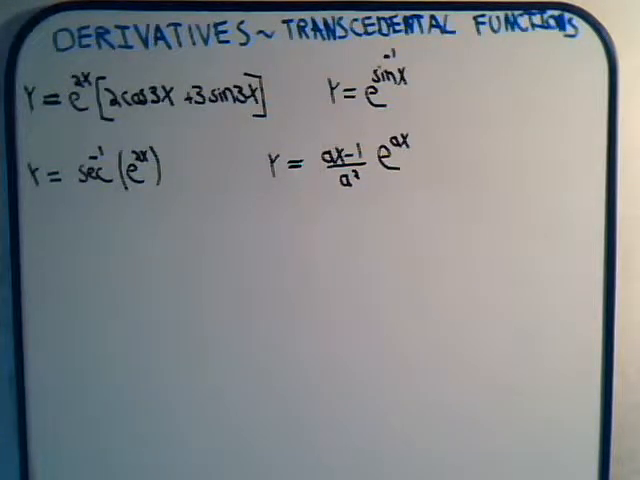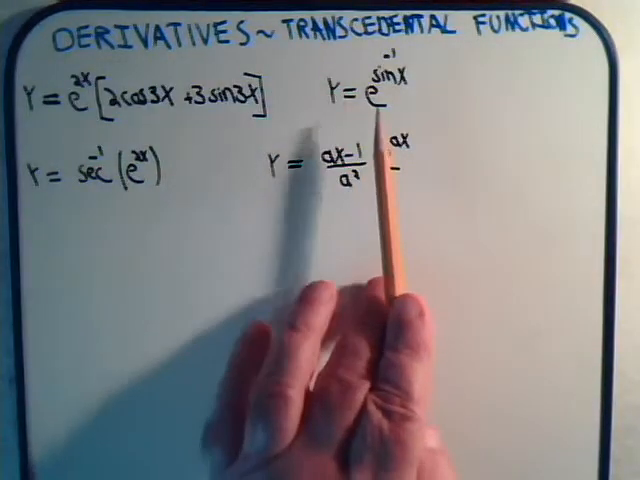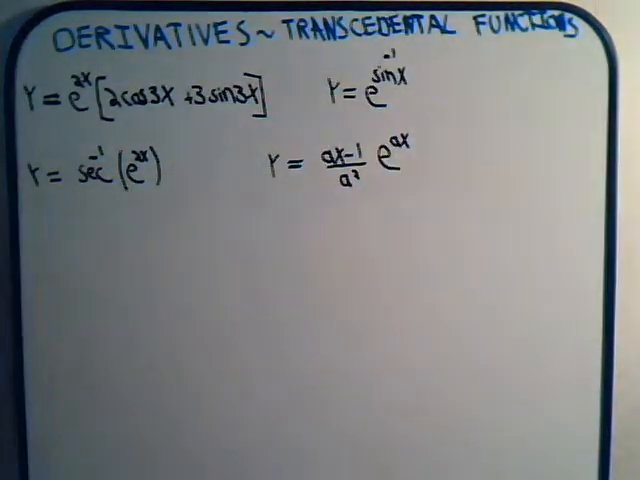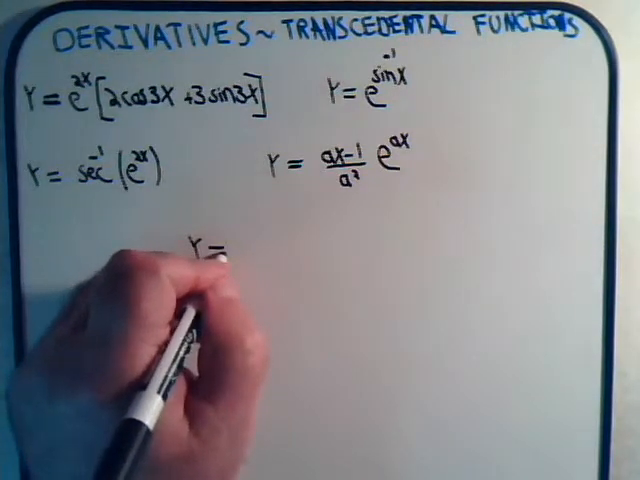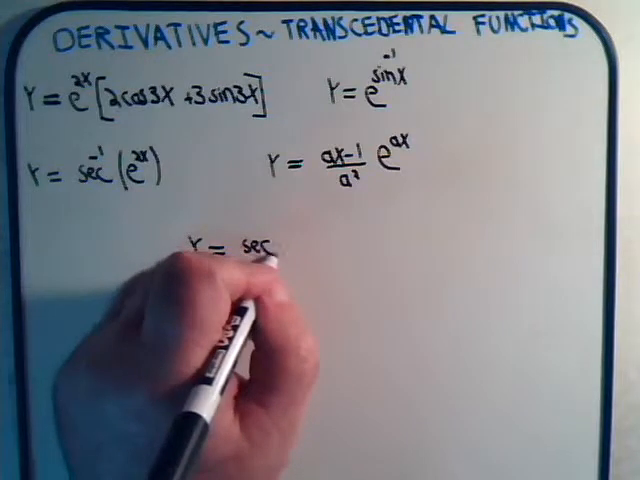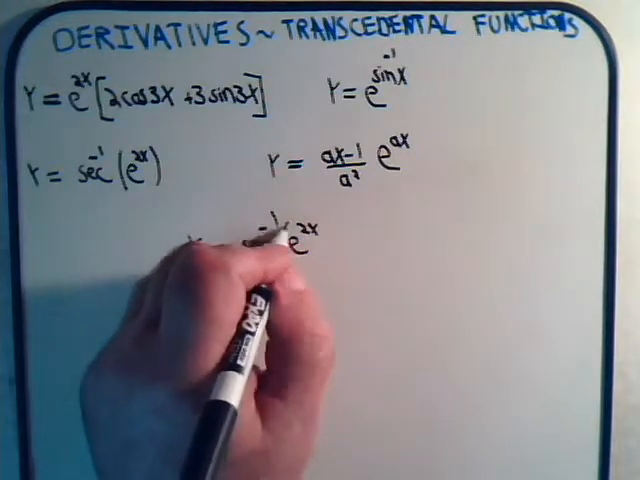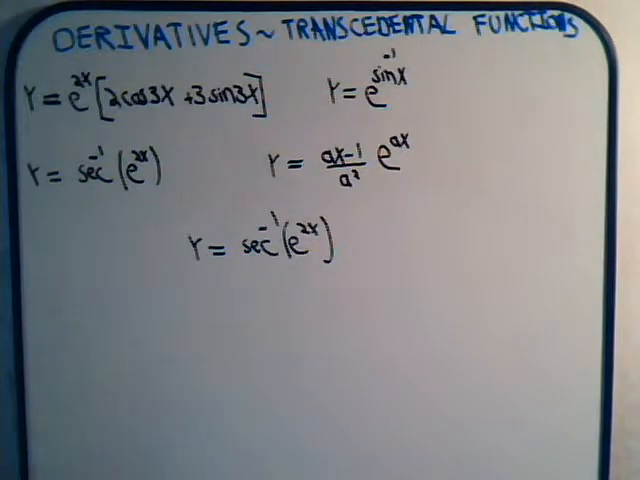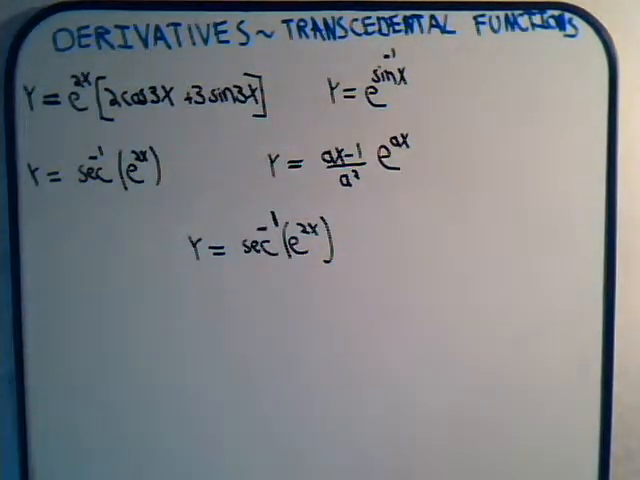Okay, we've been taking derivatives of transcendental functions. In the last video, we found dy/dx for this problem, and we found dy/dx for this problem. Now we have this one. Again, this is a very unusual looking function. y equals the inverse secant of e to the 2x. And it is an unusual function. I don't know if this would ever arise in any practical applications, but let's see how we go about tackling this.